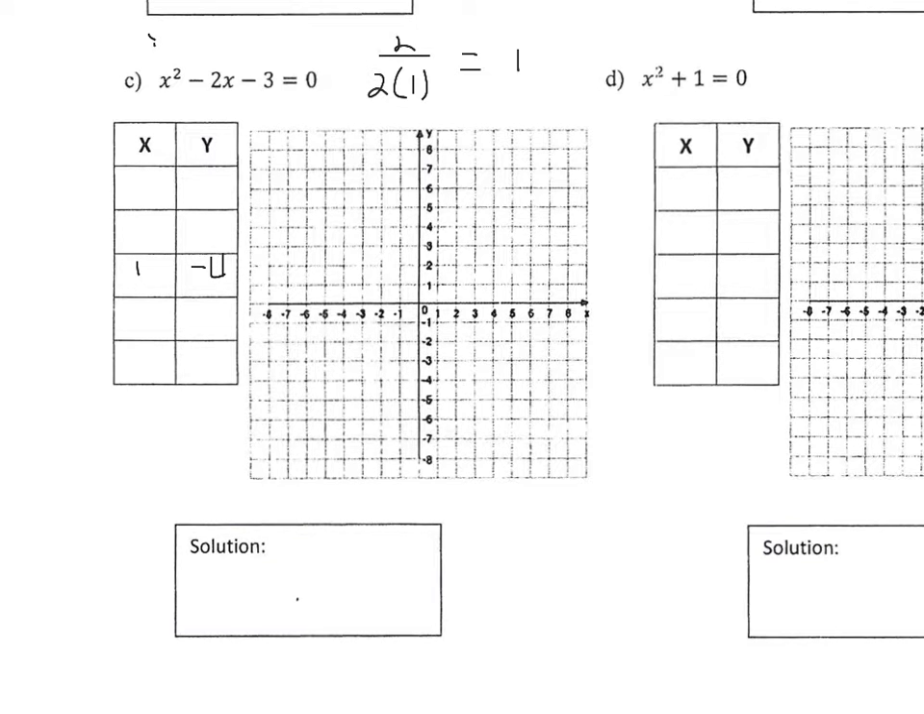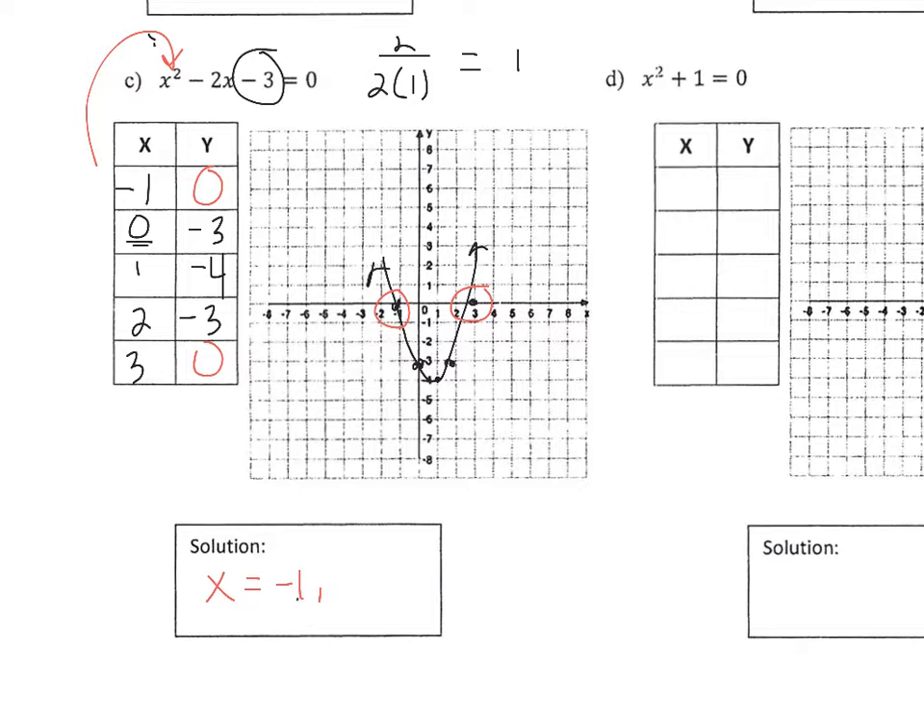I'm going to go 1 less and 1 greater. But if I plug in 0, that's the y-intercept. So that's going to be negative 3, and that's going to be negative 3 using symmetry. Now I'm going to plug in negative 1. So it's 1 plus 2, which is 3 minus 3 is 0. So when I graph this function, I have negative 1, 0; 0, negative 3; 1, negative 4; 2, negative 3; 3, 0. So my solutions are x equals negative 1 and 3.